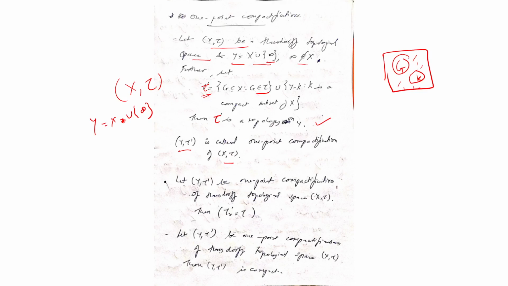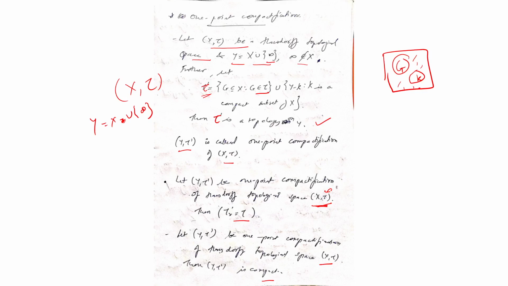Now, let Y tau dash be the one point compactification of Hausdorff topological space X tau. Then tau dash of X will be equal to tau. That means if you are forming a subspace topology tau dash on X, that will be equal to this topology tau, which is already defined on X. Now next, let Y tau dash be the one point compactification of Hausdorff topological space X tau. Then Y tau dash is compact.